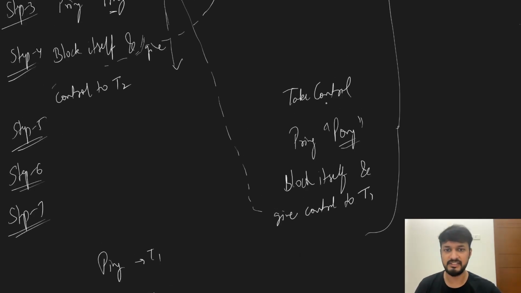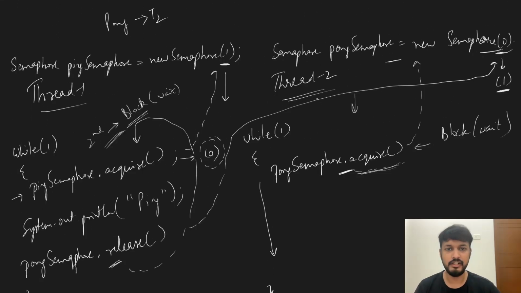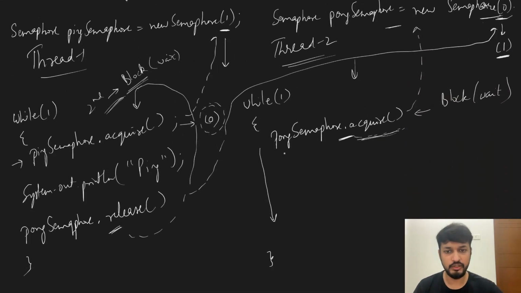What is step 5? Step 5 is taking control. So Pong semaphore dot acquire, this is executed correctly. So thread 2 has taken control from here. What is step 6? Step 6 is to print Pong. So let's go ahead and print Pong.